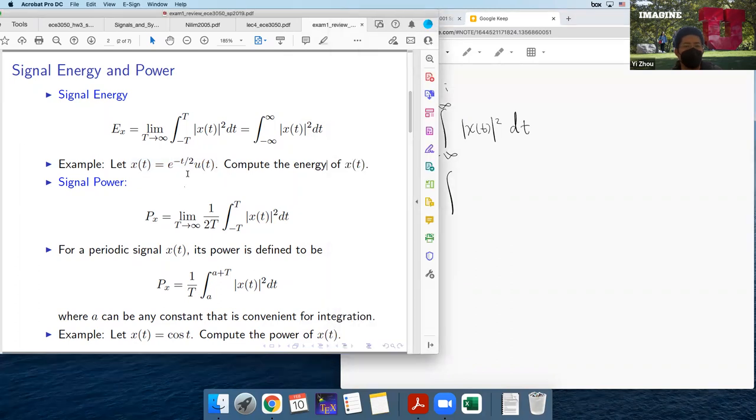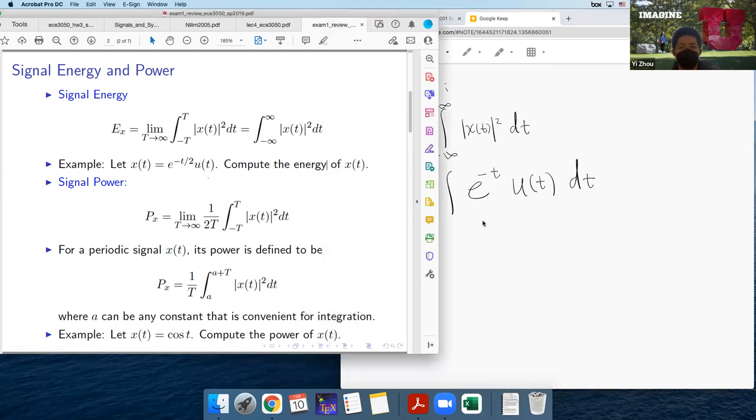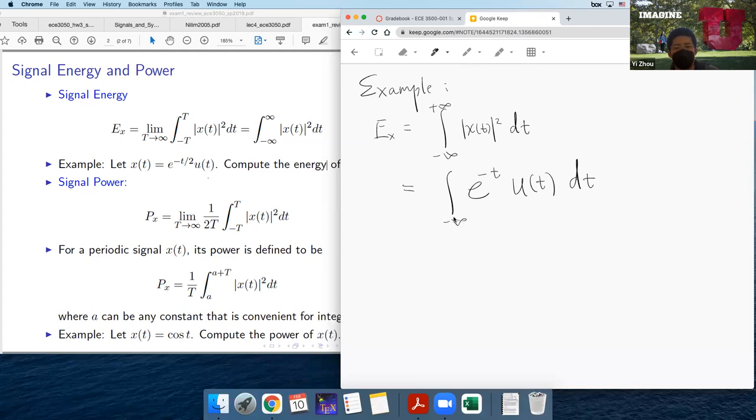In this case, it is a real signal, so the magnitude is just a real number, and we just need to square it. So we have e to the power of negative t, and u(t) to the power of 2 is itself, because u(t) is a unit step signal. The amplitude of u(t) is just 1, so u(t) squared is just u(t).